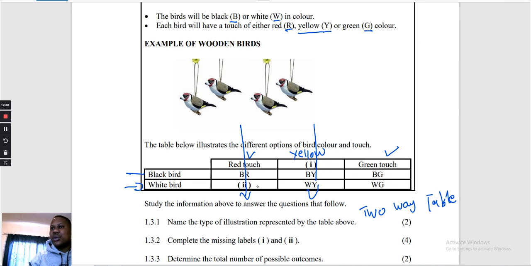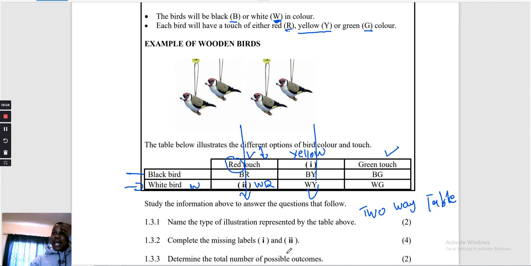Then number 2 here, they talk about the touches. Now if the bed is going to be white, and then what color is this one? This color is red, so it's going to be WR, because W is for white, and then R for red, because in this column they talk about the red.